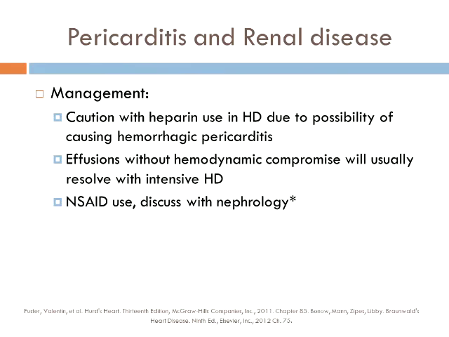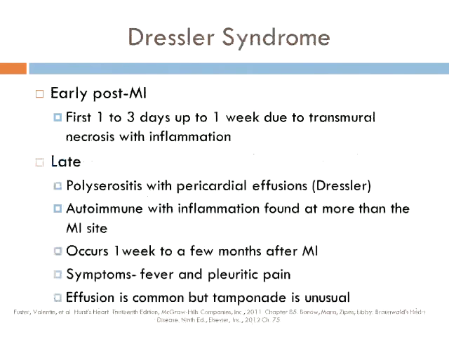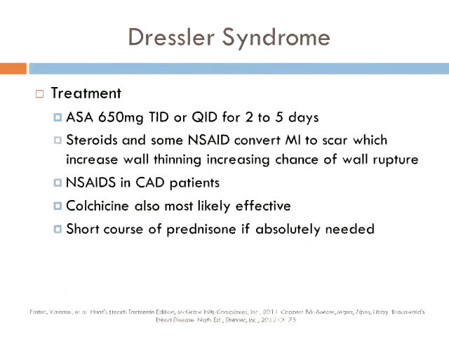Dressler syndrome, this is your late post-MI response. This is an autoimmune inflammatory response. Usually occurs 1 week to a few months afterwards. Effusion is common, tamponade is unusual. Treatment's aspirin, 650 milligrams TID or QID for 2 to 5 days. We don't recommend steroids in these patients because it can convert your MI to scar, which increases your wall thinning, which can lead to rupture.